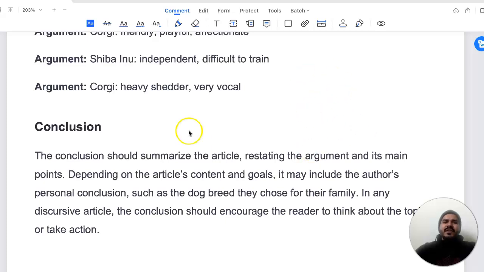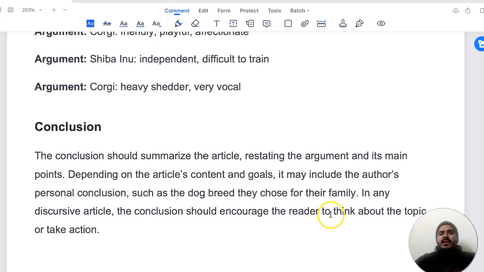For example, if you feel that one argument is stronger than the other argument, then you can take the side of that argument with strong backup. Okay, and then you can finish your article. In any discursive article, the conclusion should encourage the reader to think about the topic or take action, or let the reader make their own opinion.